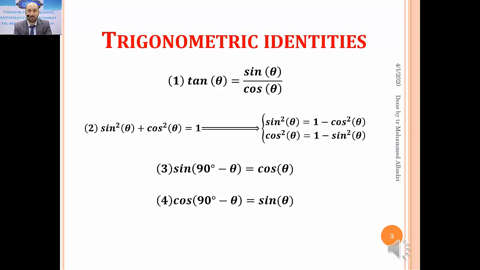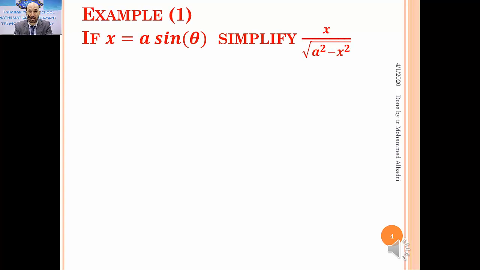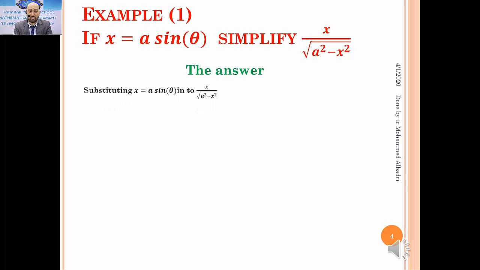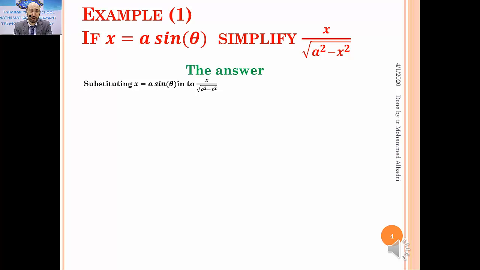Now we are going to take an example. How could we make replacement? How could we substitute the values? If x equals a sine theta, simplify x over the square root of a square minus x square. So firstly we have to replace x with a sine theta, and x square with a sine theta all squared, inside the square root, by substituting x equals a sine theta into the relation x over the square root of a square minus x squared.